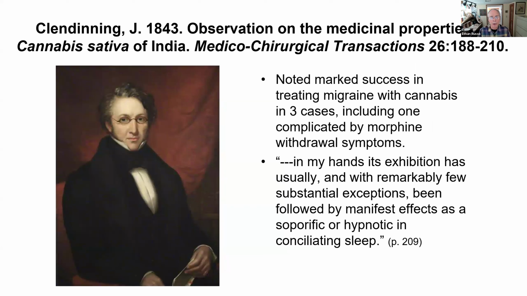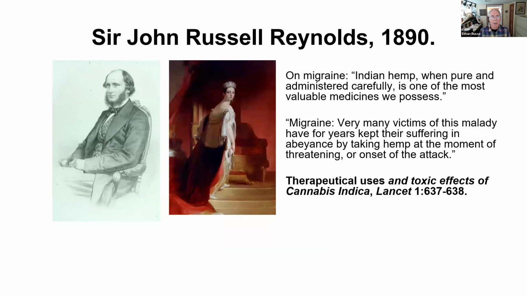This was first observed in more modern times after O'Shaughnessy brought Indian hemp to England. Clendinning that same year experimented in a variety of contexts. He had great success in treating migraine in 3 cases with cannabis, including one who had morphine withdrawal symptoms. Quote, in my hands, its exhibition has usually and with remarkably few substantial exceptions been followed by manifest effects as a soporific or hypnotic and conciliating sleep.